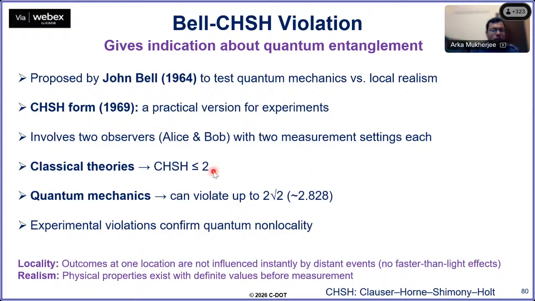There is a parameter called the Bell CHSH parameter. For classical correlation, this value is less than or equal to 2, and for quantum mechanics, this violation can go up to 2 root 2. So the CHSH value is at most 2 for classical and at most 2 root 2 for quantum mechanical correlation or entanglement. This experimental violation confirms that there is some non-local correlation. That's how entanglement works.